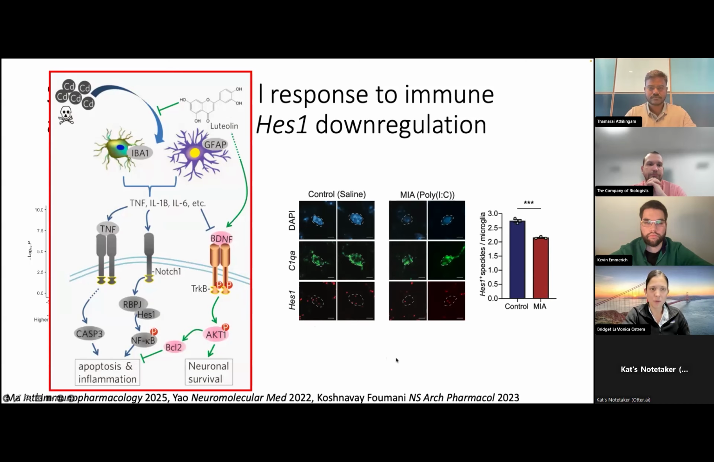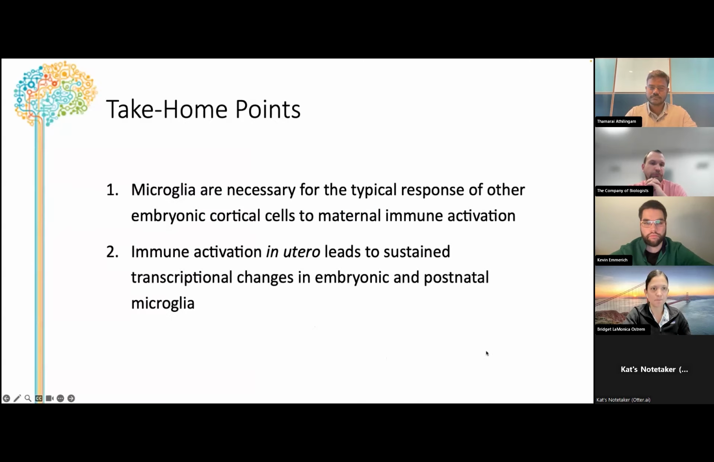In recent years, there's been a lot of interest showing that HES1 plays an important role in decreasing the inflammatory response in microglia, in particular in response to a variety of different anti-inflammatory agents. So we're very interested in exploring this further. To summarize, we saw that microglia are necessary for the typical response of other embryonic cortical cells to maternal immune activation, and that immune activation in utero leads to sustained transcriptional changes in embryonic and postnatal microglia.